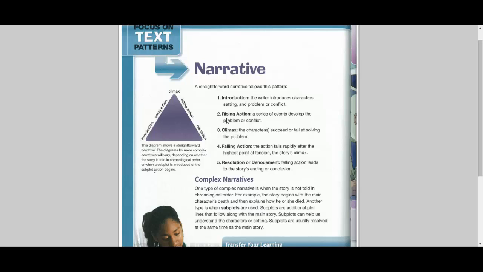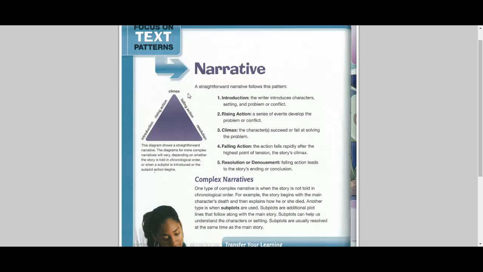past. Rising action is the second paragraph. Is where you have a series of events developing. Okay? So this is where you're going to use things like transition words, sequencing transition words. A climax, where you've got, as it says right here, the highest point of tension in your story. Okay? The character or characters succeed or fail at solving the problem that you introduced in the introduction.